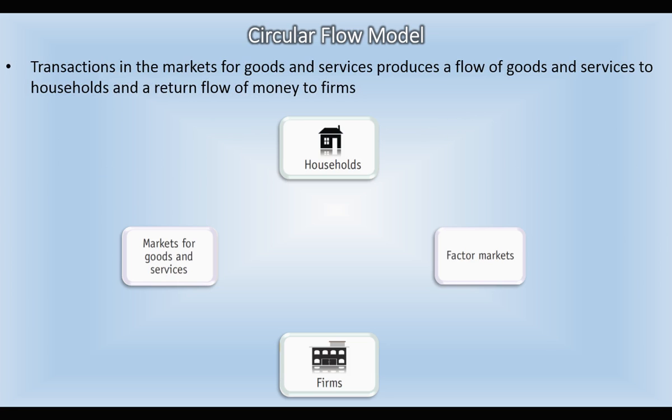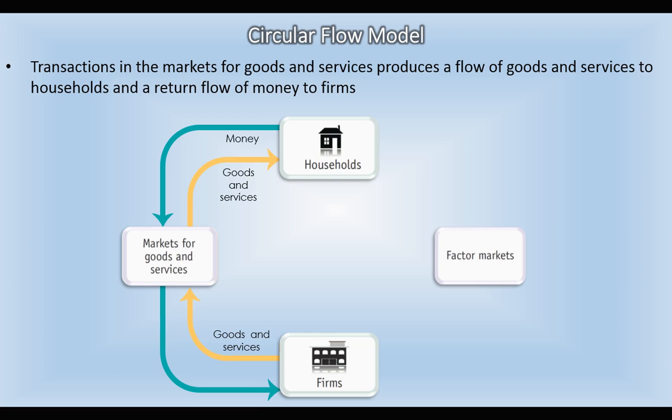So transactions in the markets for goods and services produce a flow of goods and services to households and a return flow of money to firms, right? People buy the goods and then they pay for them with money, which then goes to firms. So goods and services go in this direction and then money goes in the opposite direction.